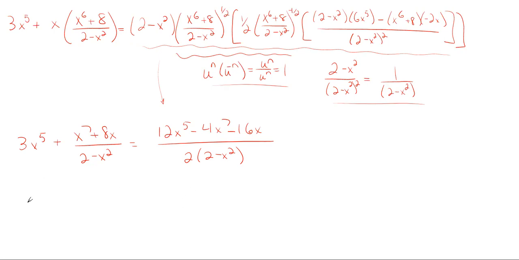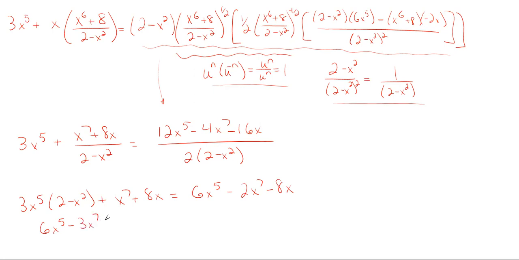So multiplying both sides by 2 minus x squared, we end up with 3x to the 5th times 2 minus x squared plus x to the 7th plus 8x is equal to, just dividing by 2 then, we would have 6x to the 5th minus 2x to the 7th minus 8x. Not exactly the same just yet, but let's multiply through on this right side here, and we end up with 6x to the 5th minus 3x to the 7th plus x to the 7th plus 8x is equal to 6x to the 5th minus 2x to the 7th minus 8x, and we are super close here.